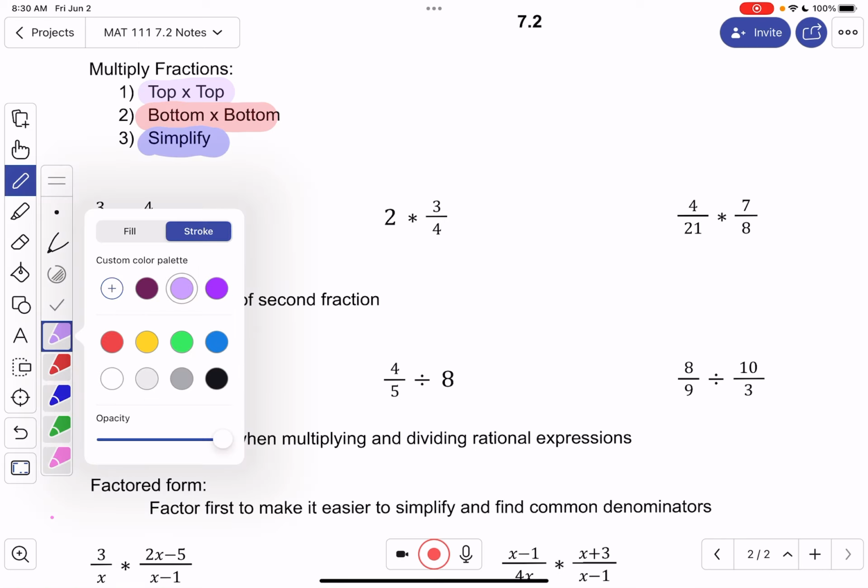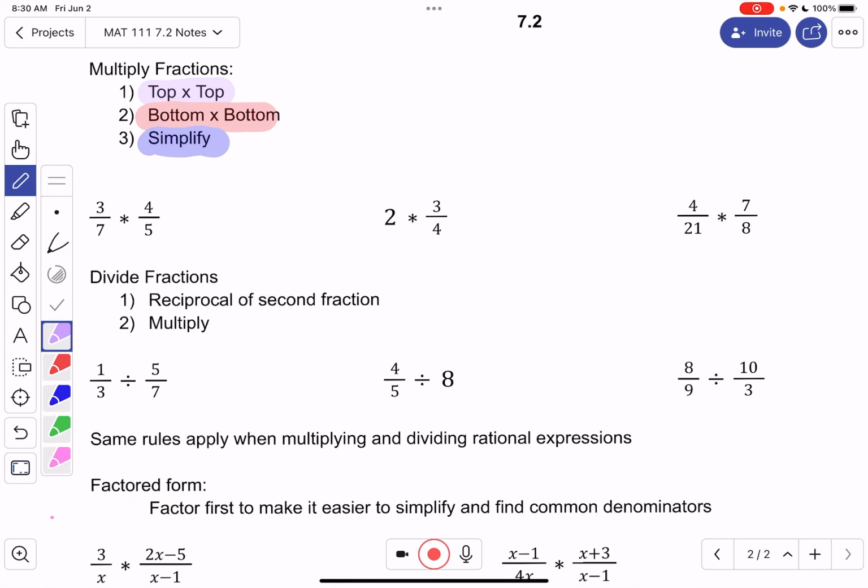So for this first one, we would do 3 times 4 and get 12, and 7 times 5 and get 35. And those don't have any common factors, so it's already as simplified as it can get.